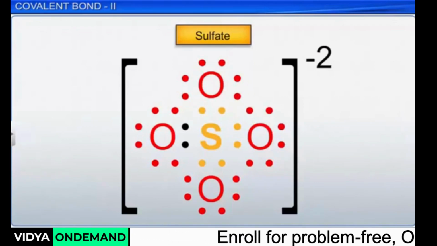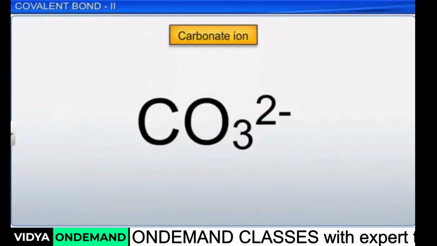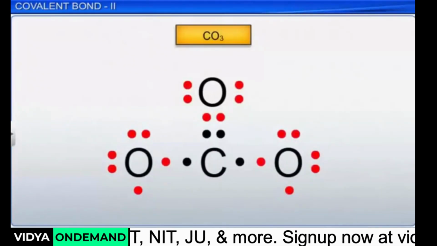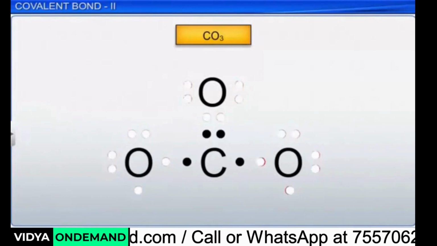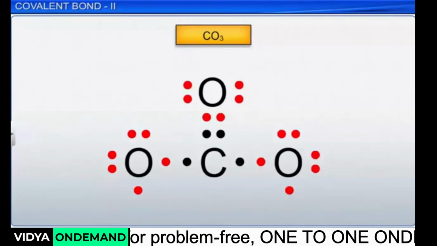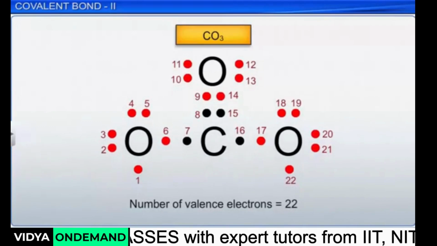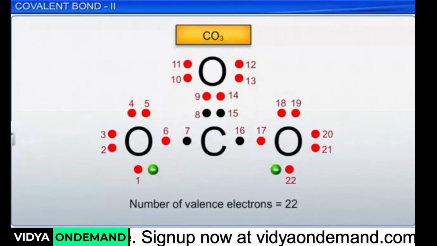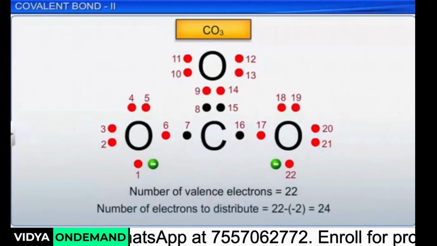For example, a carbonate ion has 2 negatively charged units. The number of valence electrons in a carbonate ion is the sum of valence electrons of 3 oxygen atoms and the valence electrons of the carbon atom. That is 22. Therefore, the number of electrons to be distributed in a carbonate ion will be 22 minus negative 2, that is 24.